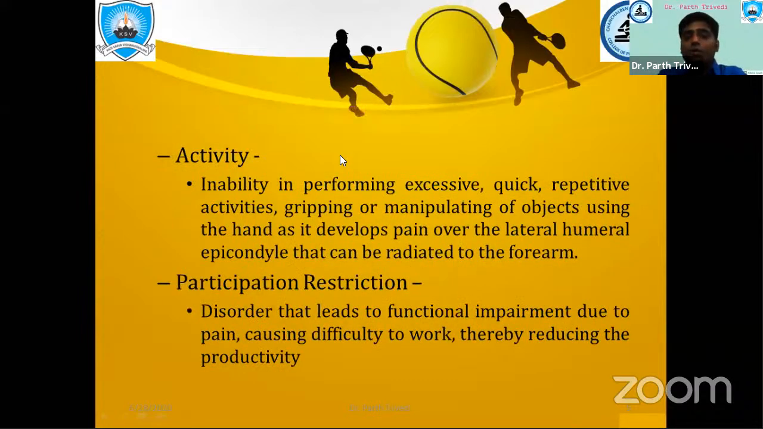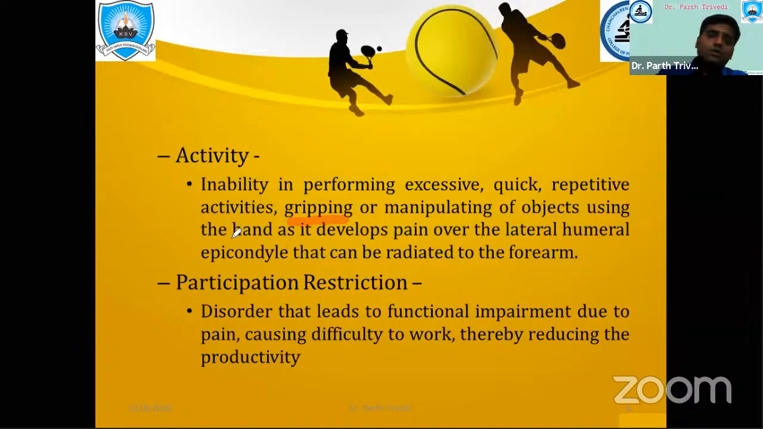Now, based on the activity which is affected. So basically, as I said, it is your wrist extension movement which gets affected. Additionally, you have inabilities in gripping, inabilities in holding things. Yes, if I want to hold my cell phone also, this causes pain. This causes pain in chronic cases and in severe cases. So this basically is the activity which gets affected.